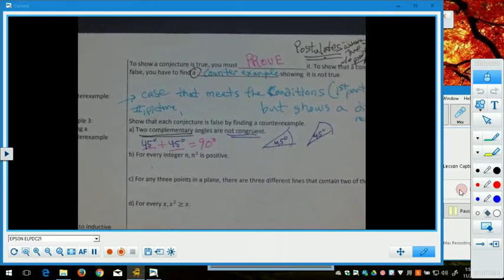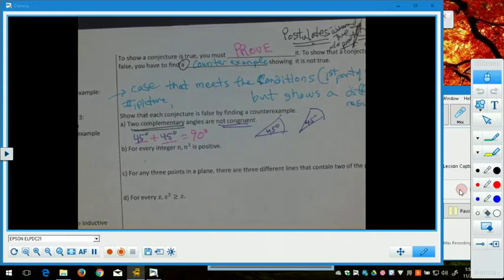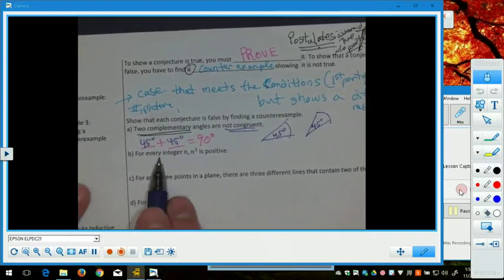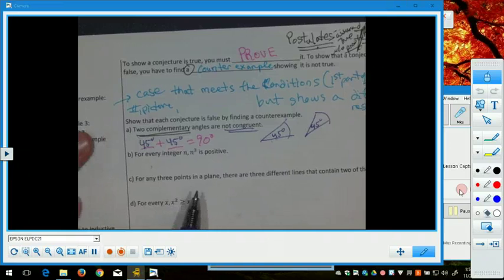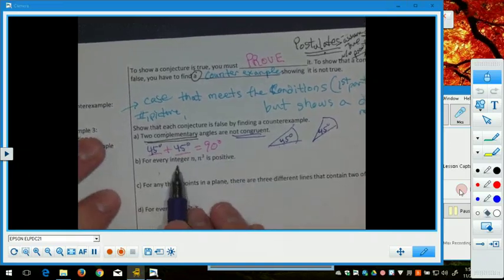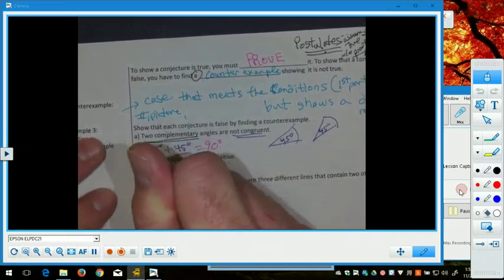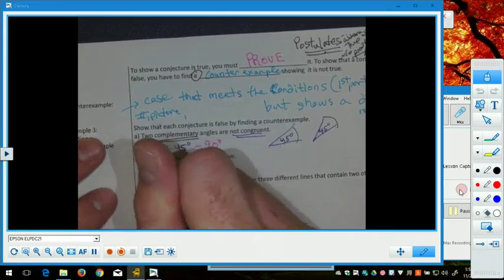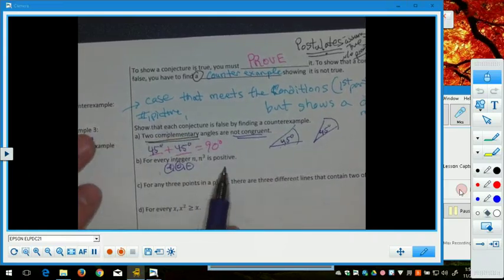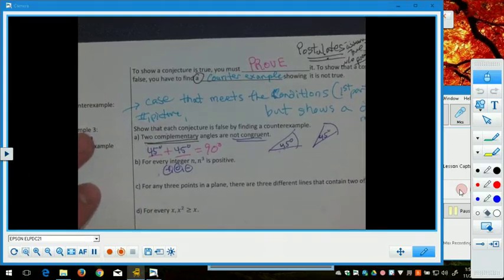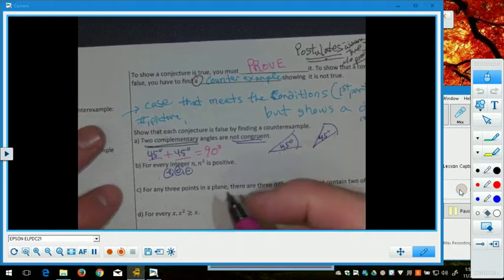N cubed is positive. So we probably should take a side note and talk about the number sets just to review from middle school. But these are positives, negatives, and zero counting numbers. If I weren't sure if this were true, I would actually test all three. I'd test some positive numbers, I'd test 0, I'd test some negative numbers. But they want us to prove that it's false.